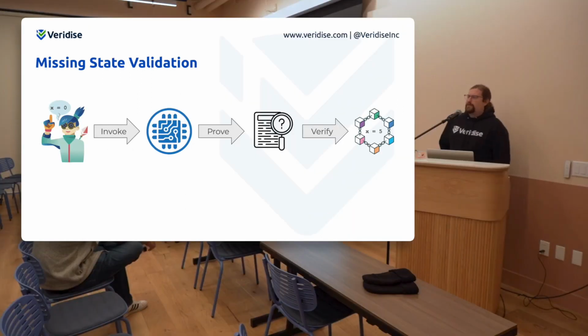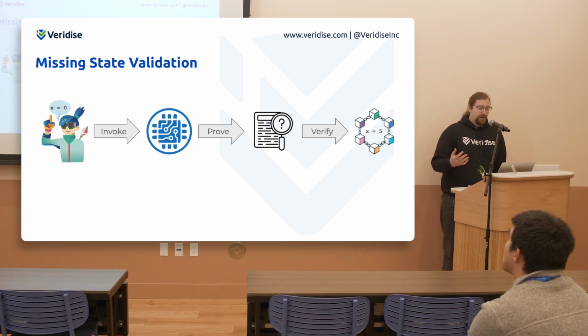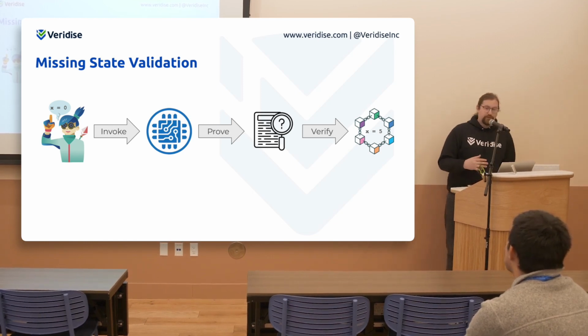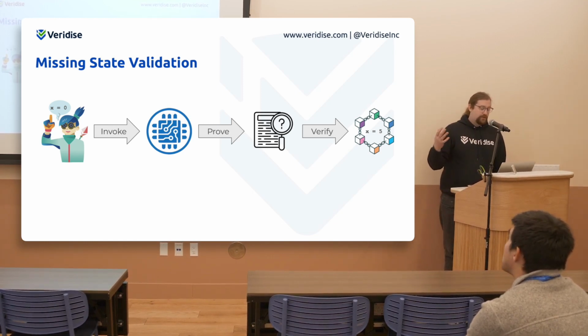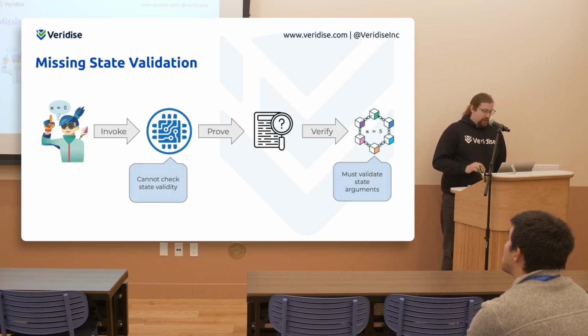So let's take a look at some common vulnerabilities that typically pop up in Aleo as well as other zk languages. So the first one that I'm going to talk about is missing state validation. And so what I mean by that is because a zk circuit doesn't have any way of determining the current on-chain state, it has to be provided by the user. And so in this case, you might have a user claim that the current state of X is 0, but on-chain the current state of X is actually 5.